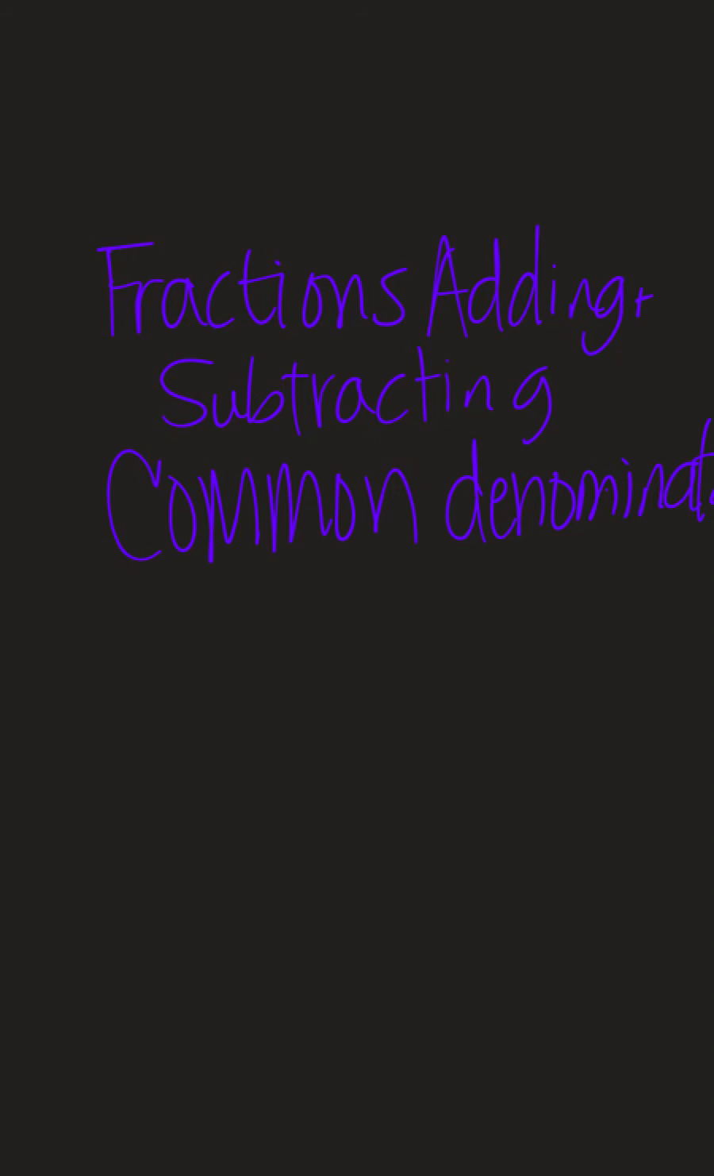In this video, we're talking about fractions, adding and subtracting common denominators. So first of all, we have fractions. We have a line. It is a type of ratio between two numbers. The top number is called a numerator, and the bottom number is called a denominator.